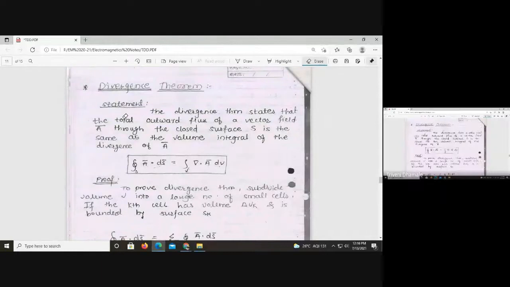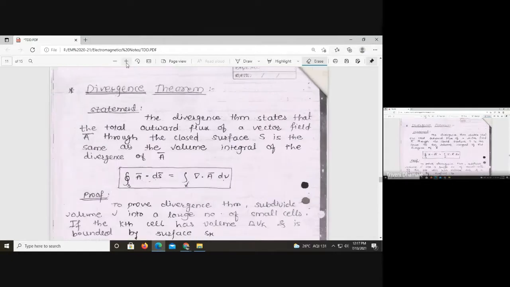Divergence theorem. As we already learned, the divergence is the net outflow of flux per unit volume as the volume shrinks to about point P or zero. Now, the divergence theorem states that the total outward flux of a vector field A bar, for any vector field, through the closed surface S is the same as the volume integral of the divergence of A bar.